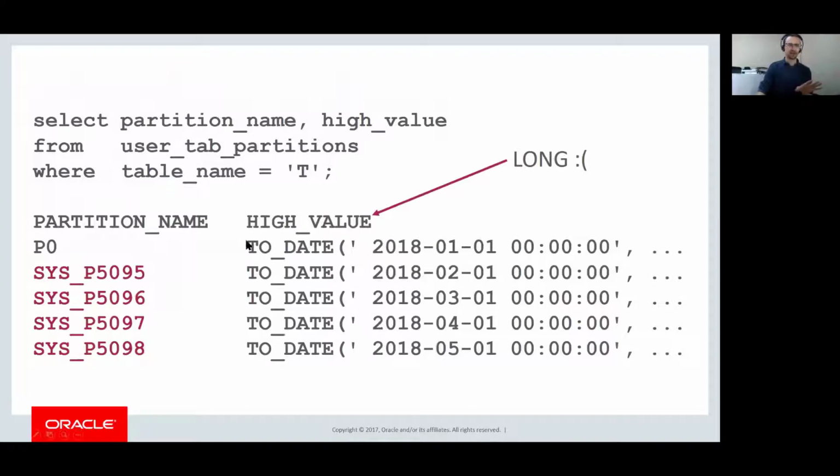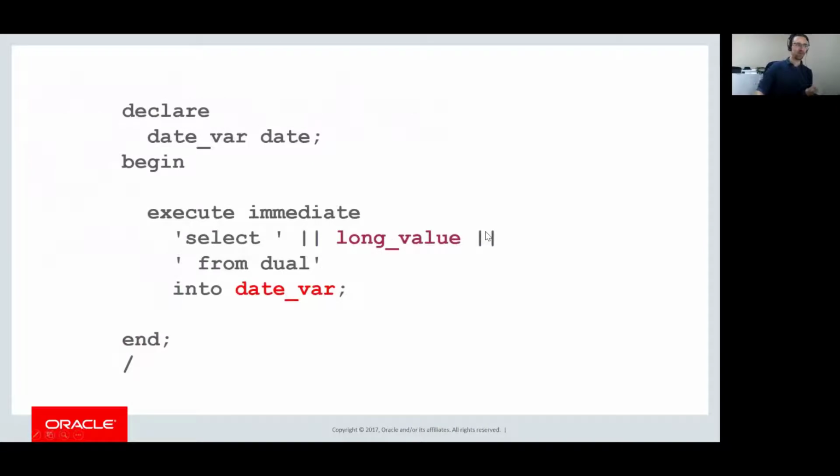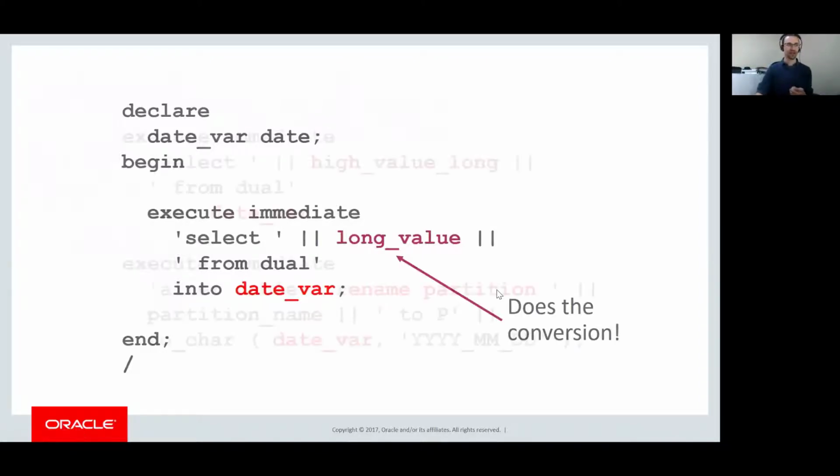Before we get back to that, let's just keep looking at this long. Let's say we want to convert this long into a real value we can actually use. Fortunately, there is a really handy trick. If you've got a long, you can do an execute immediate, selecting it from dual, and because it's got the to_date, it will do the conversion for you. So we can do an execute immediate like this. If we simplify it, we've got our conversion there.